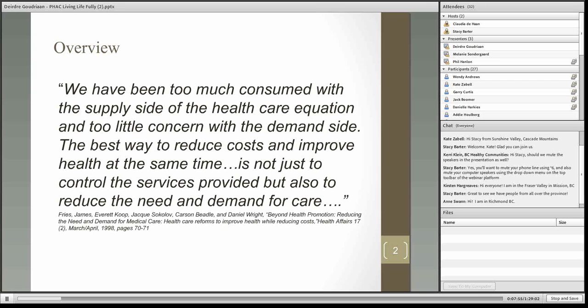As most of you know, we've been really consumed with how we can increase our healthcare costs, deal with the demand side of healthcare, and I think this quote is really apt because it really talks about the importance of reducing the need and the demand for care. In other words, putting a focus on health promotion. And so really this project is about swimming upstream in health promotion and looking at alternate ways that we can find to help young people address the issue of healthy weights from a place-based perspective in their communities.